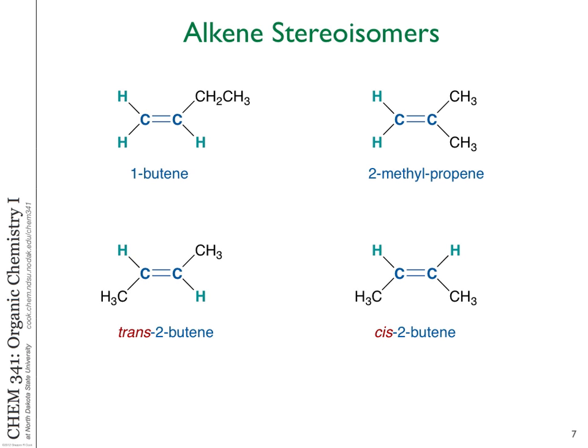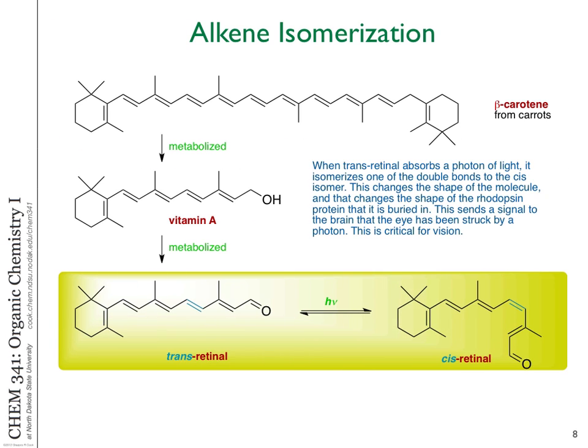Double bond geometry is actually critically important for all of you, because without double bond stereoisomers and the ability to switch from one to the other, none of you would be able to see. As a matter of fact, when you eat your carrots, you're ingesting beta carotene, which is this.